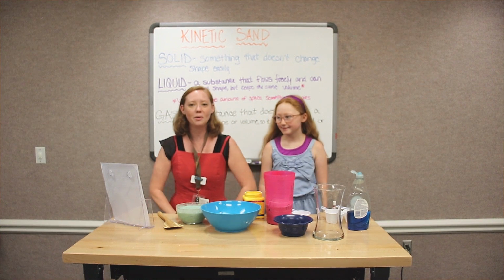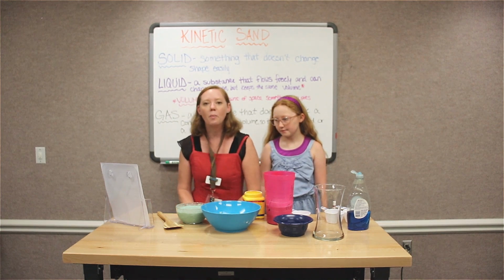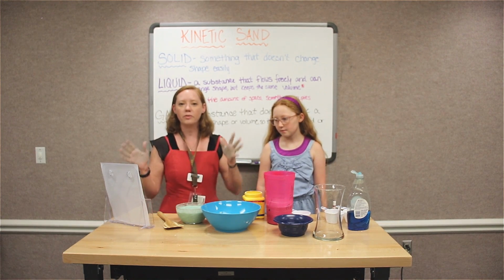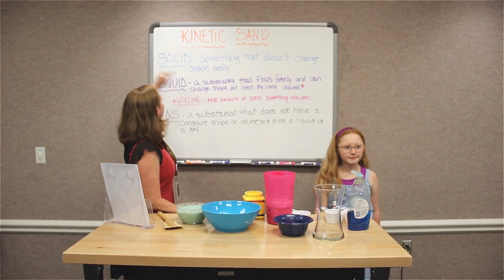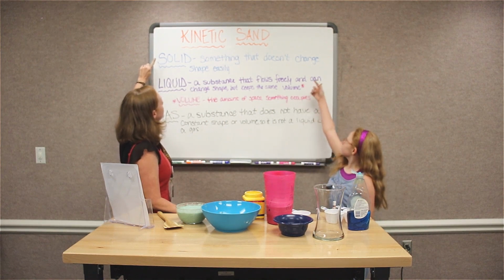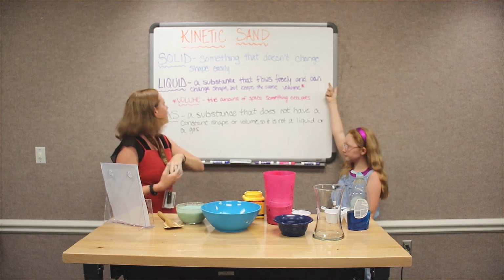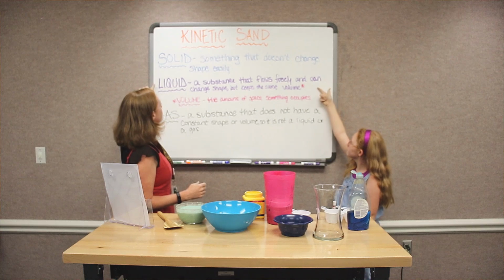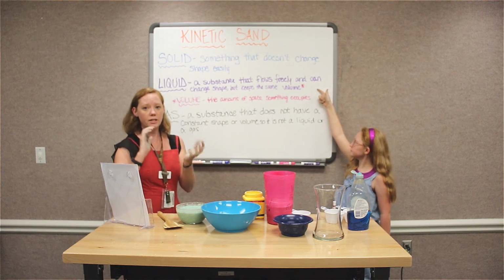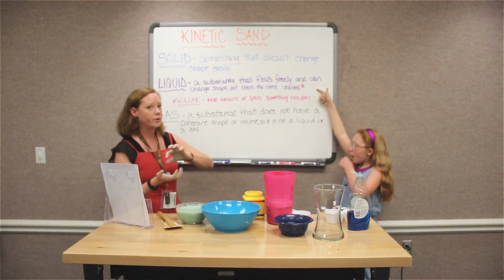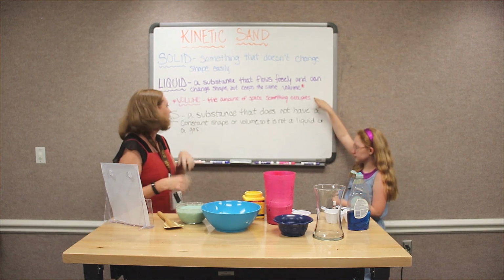So today we are going to be talking about 3 different types of matter. Now, everything on the earth can be divided into these 3 different categories. The first type of matter is a solid, something that doesn't change shape easily. Then the next one is a liquid. That is a substance that flows freely and it can change shape, but it always keeps the same volume. And volume is the amount of space that something occupies.